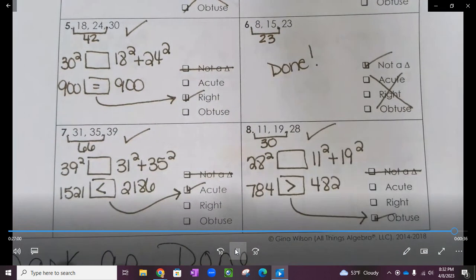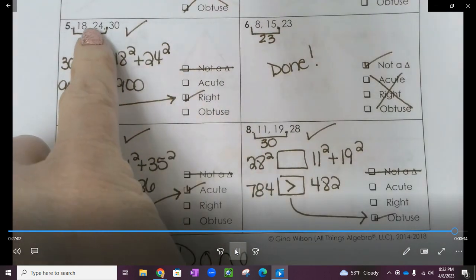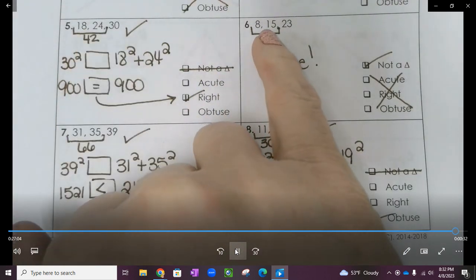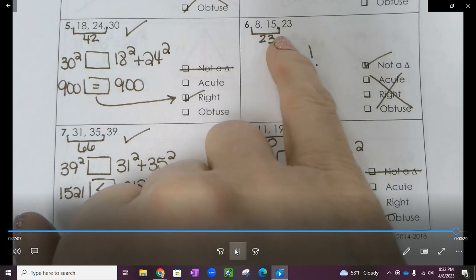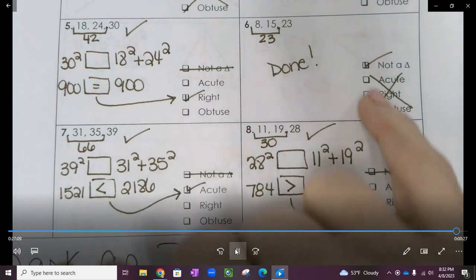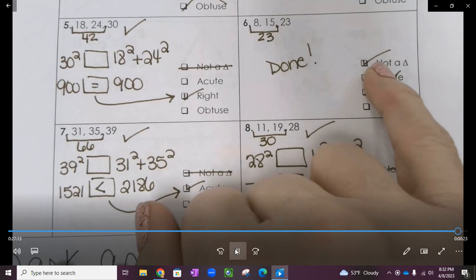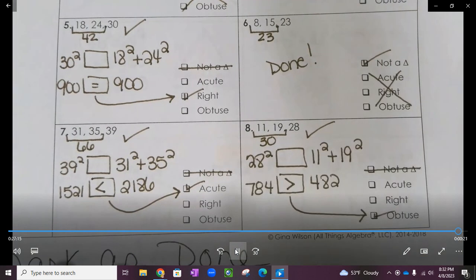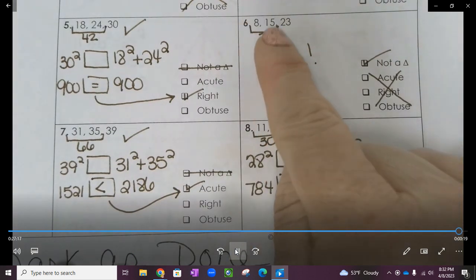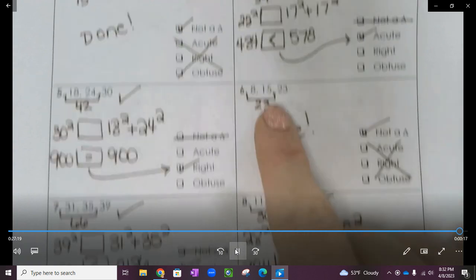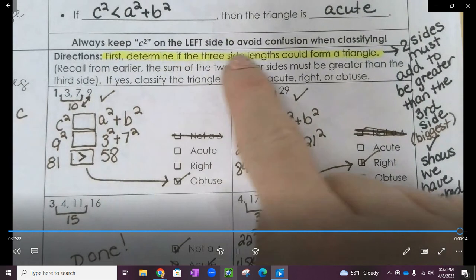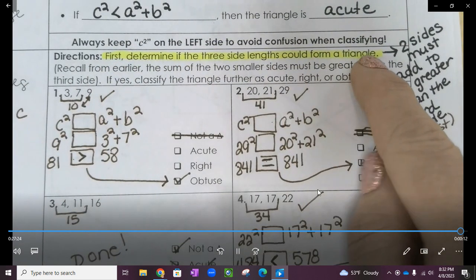Before we leave, I just want to make sure you understand, if you did this without checking first, you would still possibly think you were getting one of these correct, but it's not a triangle. So make sure you're paying attention that you have to check to see if it's a triangle first by reading the directions to remind you that you need to do that. All right, you are all done.